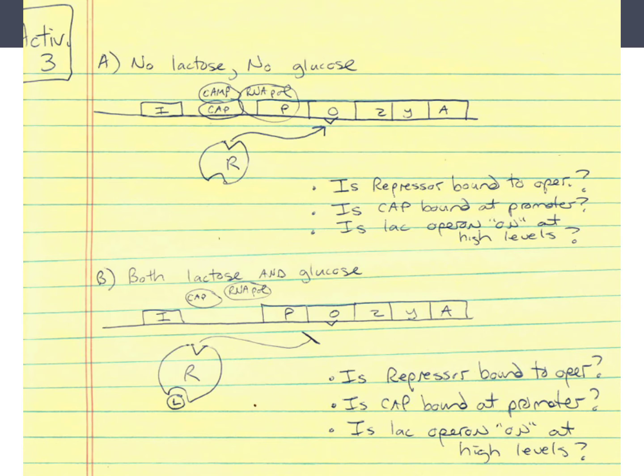So just to go through that again, is the repressor bound to the operator? No, which we might think would allow for high levels of transcription. However, the presence of glucose means that CAP is not bound at the promoter. And that means RNA polymerase can't be recruited strongly to the promoter. So we do not see the lac operon on at high levels, only low levels. And again, this kind of makes sense that it's not going to be on at high levels in either scenario. It makes sense that the lac operon doesn't need to be on when there's no lactose. And in the second scenario, it makes sense that it doesn't need to be on because glucose is present.